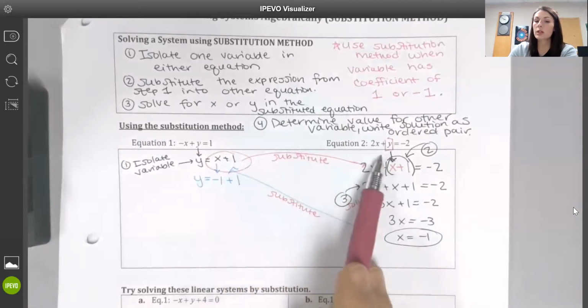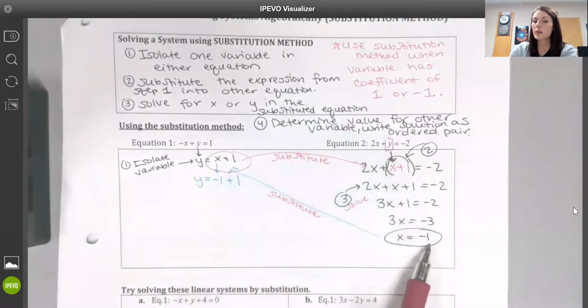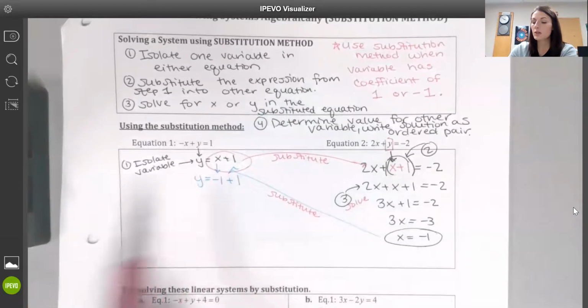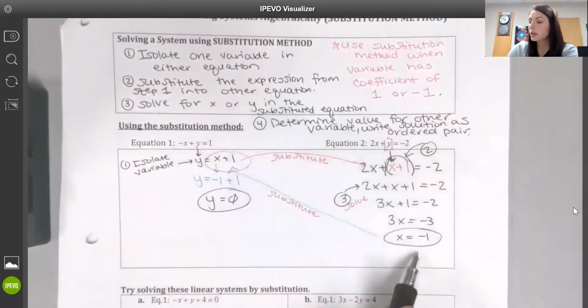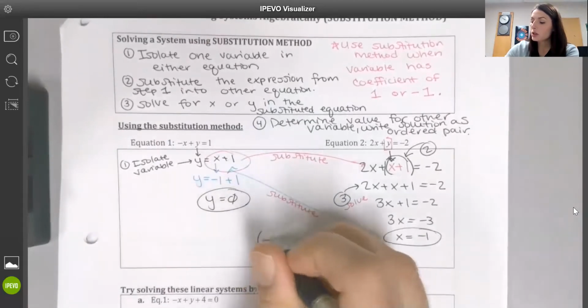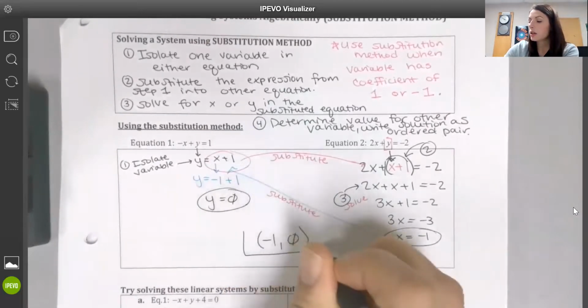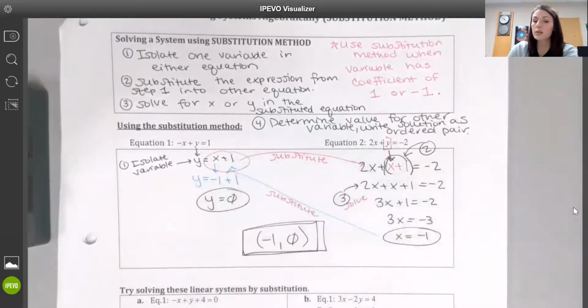Okay, substituting in allowed us to solve for x. Now we know that x is -1. We can substitute that in, and it gives me y equals 0. So I have an x and a y value, and I know that those lines must intersect at the point (-1, 0). And just like when we were solving by graphing, I could plug that in and check.